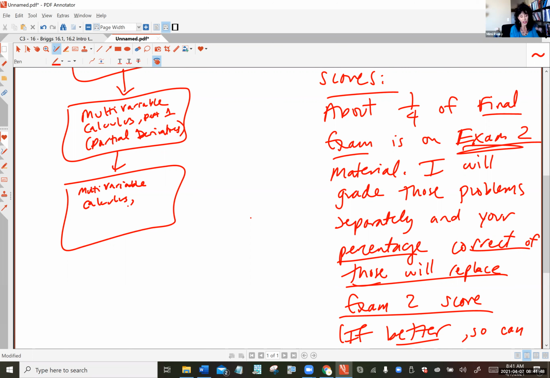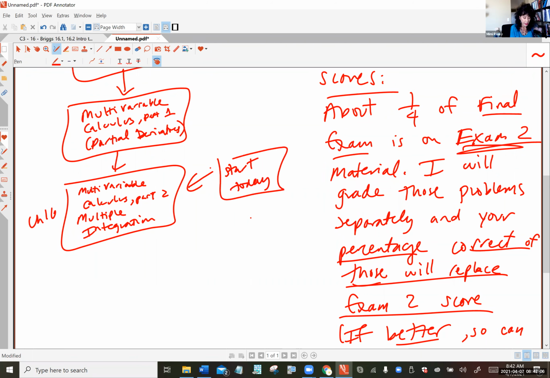It's not called partial integration though. It's called multiple integration. So this is part 2, and this is basically what exam 3 is going to focus on, this stuff here. This is chapter 16. So this is what we're going to start today. This module, very important. And I won't lie, it's not easy. You're going to have to focus up.